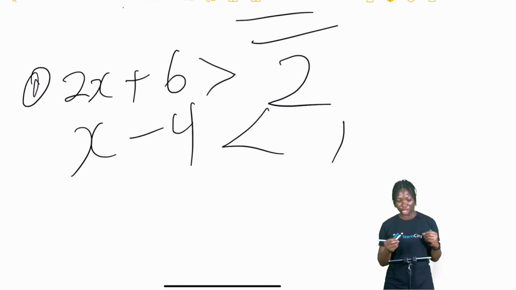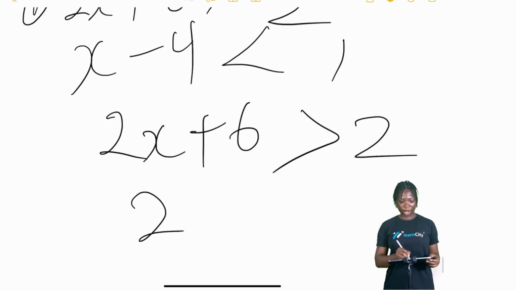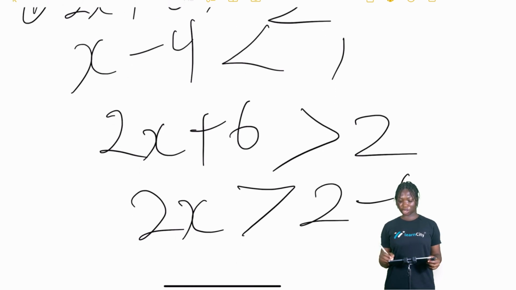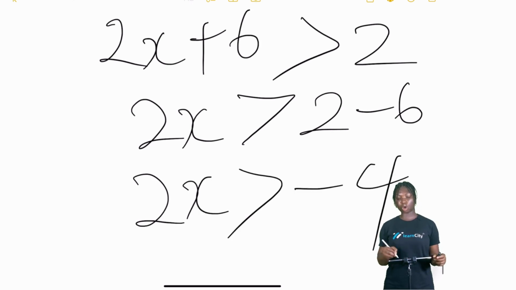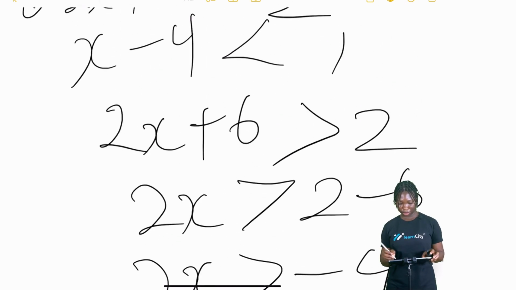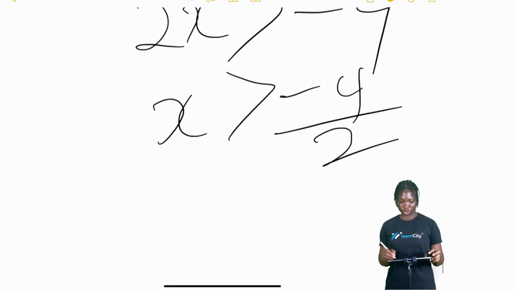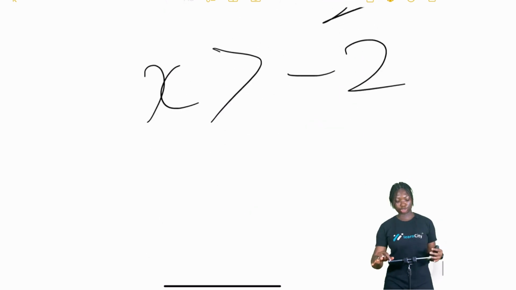First, write the first one, where we have 2x plus 6 greater than 2. So we make 2x greater than 2 minus 6. So we have 2x greater than -4. Then we have x greater than -4 divided by 2. We have our x to be -2.